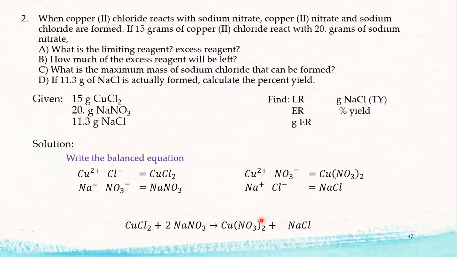And the remaining elements that are unbalanced would be chlorine and also sodium. So yeah, 2 chlorine, 2 sodium here. So to balance that, we have 1 unit of sodium and chloride here. Then we put 2. So this would be our balanced equation.